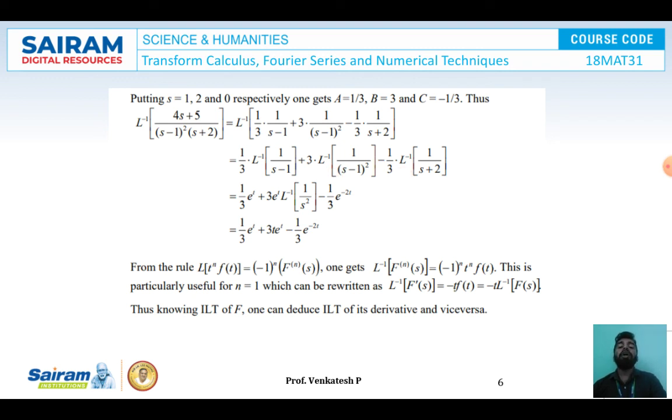Therefore, we can write the equation as 1/3 e^t + 3 e^t times the Laplace inverse of 1/s², minus 1/3 e^(−2t). So finally, we got 1/3 e^t + 3t e^t − 1/3 e^(−2t), which is the required solution for the given problem.